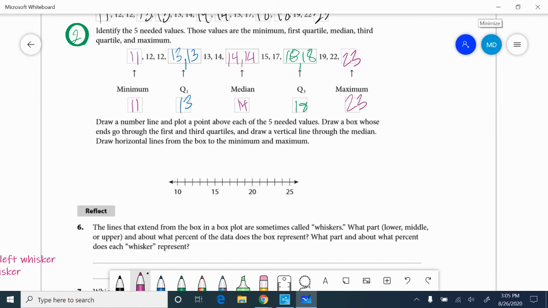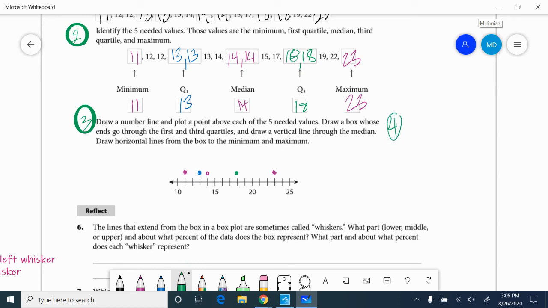Okay, so we are going to then move on to step 3, which is to draw our number line and plot those points. We want to plot the points above the number line. They don't go directly on it for each of these 5 values. So let's start with 11. It's going to go right here. And I'll just keep switching my colors. Okay, so 13 I'm going to do in blue. So it's going to go here. And then 14 will be right here. 18 and 23. Awesome.